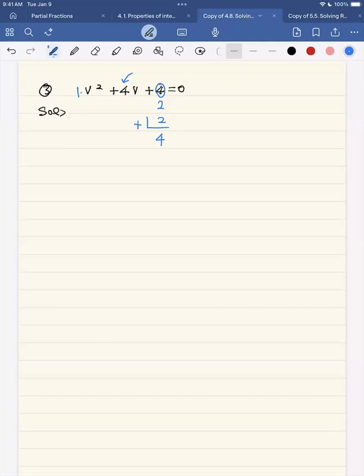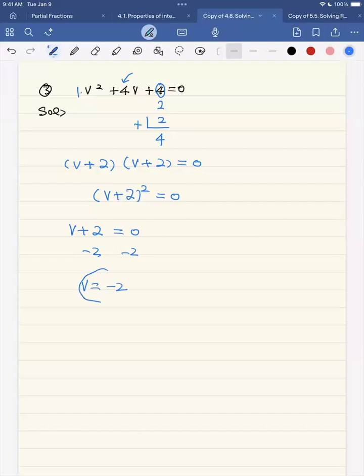So we decompose the expression into two pieces: V plus 2 times V plus 2 equals 0. Both are the same. So we can write V plus 2 squared equals 0. That means V plus 2 equals 0. Therefore, V equals minus 2.